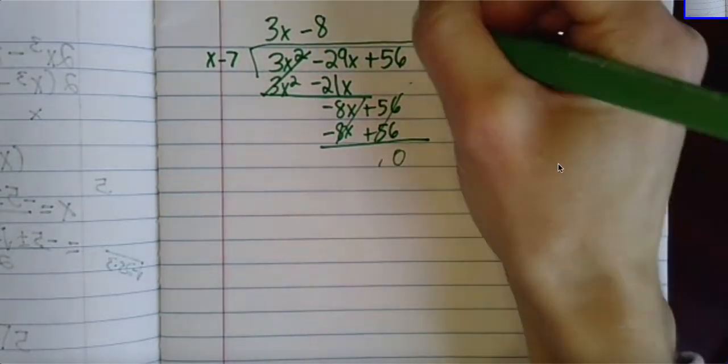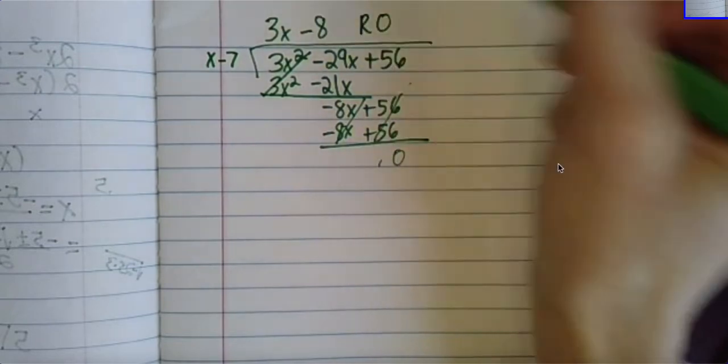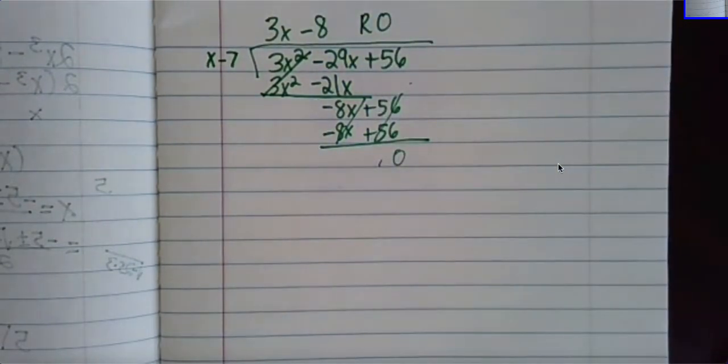Now, they would write it 3x minus 8, remainder of 0. They might write it like that. If they ask for a remainder, that one just is 0. There's no remainder. 3x minus 8. How do we feel on those? Good.